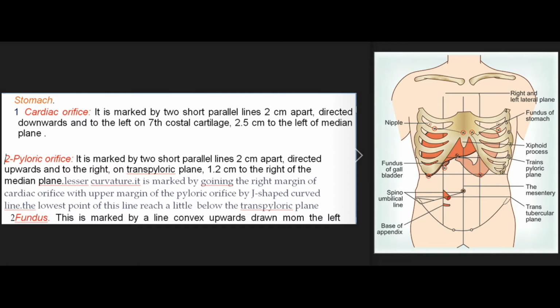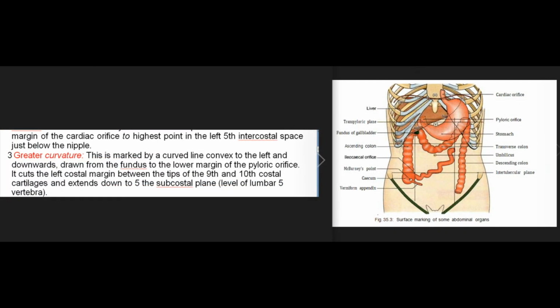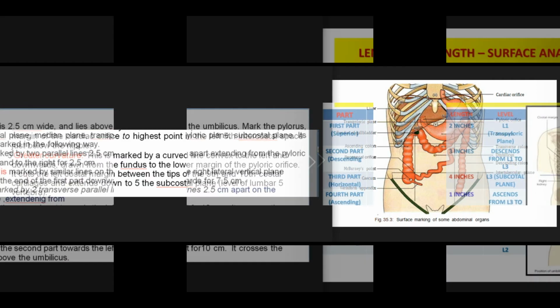Fundus. This is marked by a line convex upwards drawn from the left margin of the cardiac orifice to highest point in the left fifth intercostal space just below the nipple. 3. Greater curvature. This is marked by a curved line convex to the left and downwards, drawn from the fundus to the lower margin of the pyloric orifice. It cuts the left costal margin between the tips of the 9th and 10th costal cartilages and extends down to the subcostal plane, level of lumbar 5 vertebra.